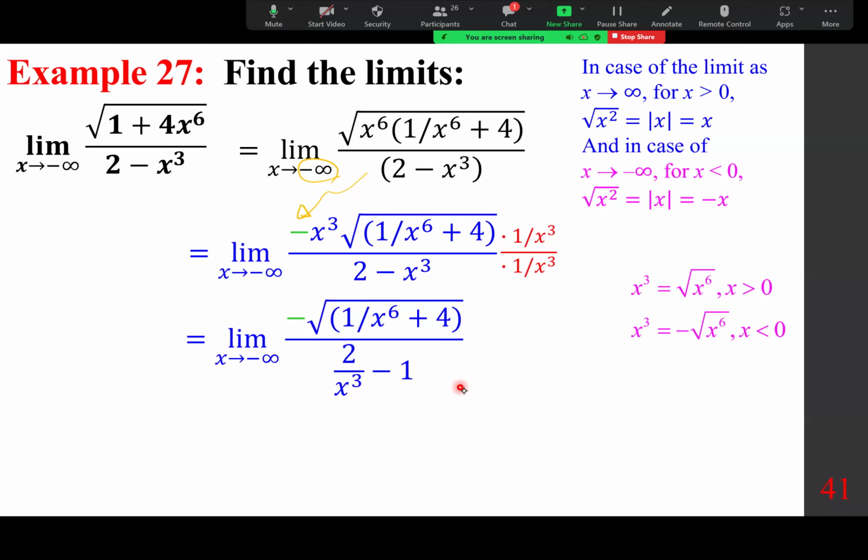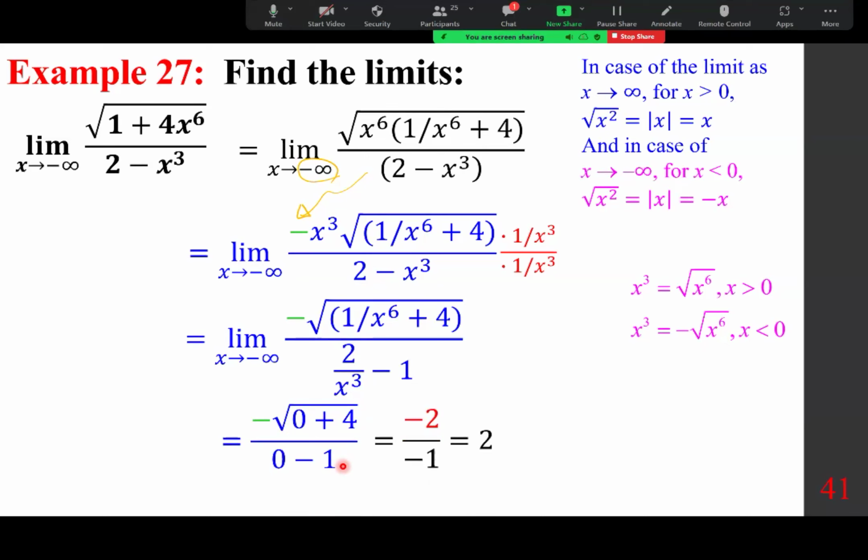Whether x approaches infinity or negative infinity, 1 over x to the power of 6 becomes 0. 2 over x cubed becomes 0. So you have 2, with the negative outside, you have negative 2. The bottom is negative 1. And the answer is therefore positive 2. So you want to be very careful when you handle a case like this.